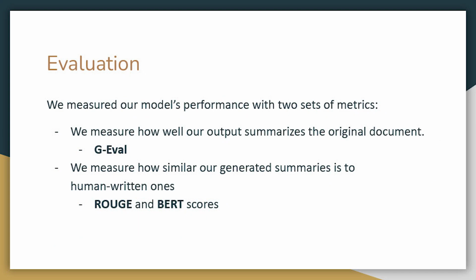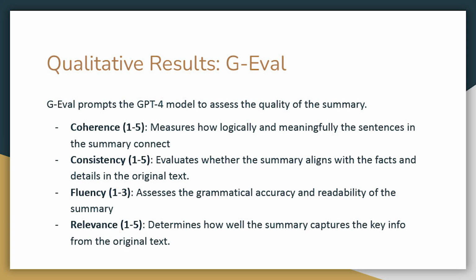For the evaluation part, we measure our model's performance with 2 sets of metrics. First, we measure the summaries by themselves, for which we use G-eval. And another metric is that we compare how similar our response is to the human-written ones, for which we use the Rouge and BERT scores. G-eval is a metric that uses the GPT-4 model to assess the summary qualitatively.